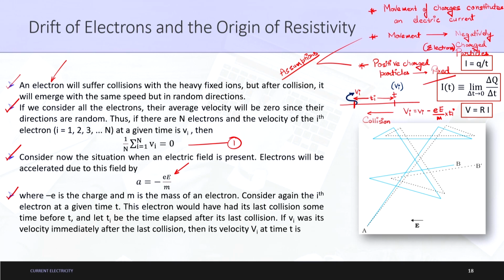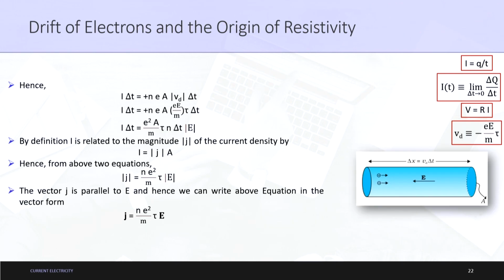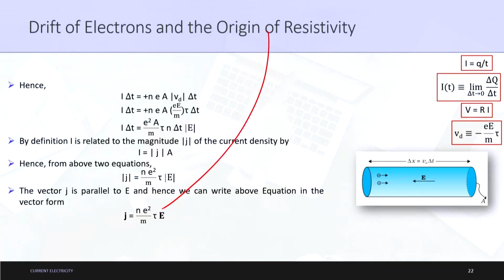So, what we got finally was Vd is equal to minus small e capital E by m into tau. What is tau here? Tau is nothing but the relaxation time, that is the average time the electron, or the negatively charged particle, takes for a collision to happen. Also using this, finally what we got for the origin of resistivity is that J is equal to Ne square by m tau E.